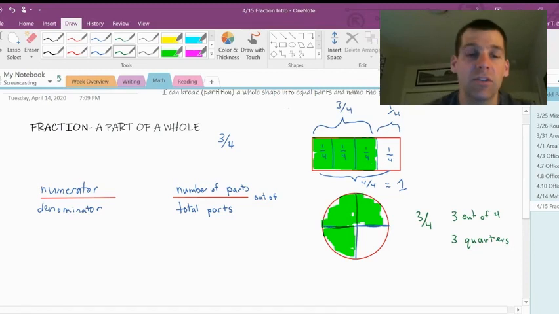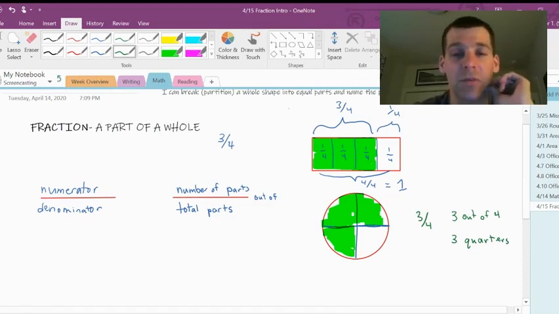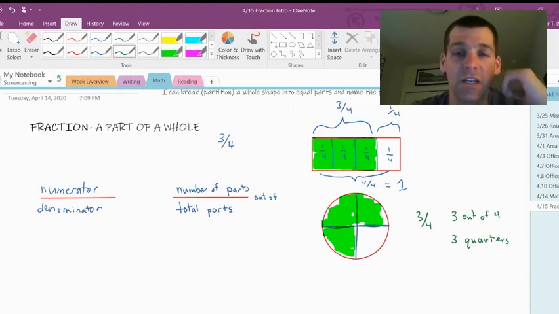Give it a shot as you're working today. Again, this idea of a numerator is the number of parts that are being talked about or shaded in with any particular problem, and your denominator is your total number of parts that you divided into equally.